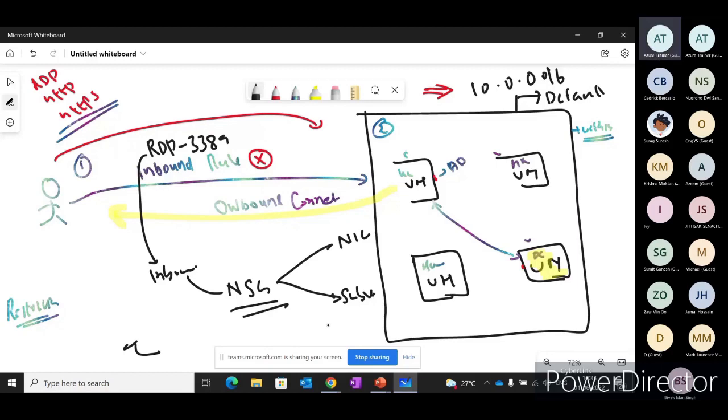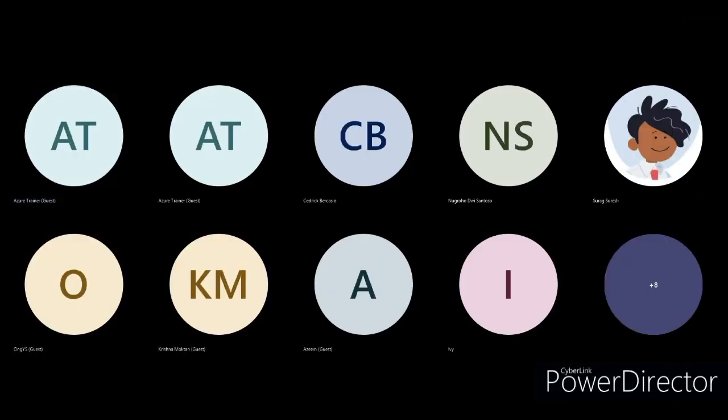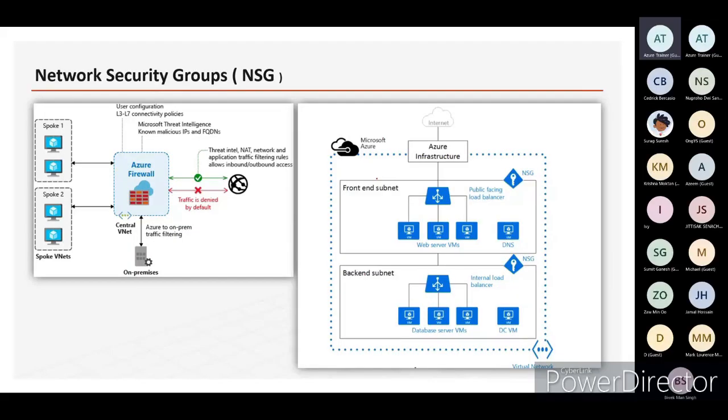I'm just giving a scenario here. If you can go back to the presentation. Right now we can see here that we have a couple of VMs configured. There is a public load balancing service connected, and you have some backend subnet also. You have some critical database servers configured.